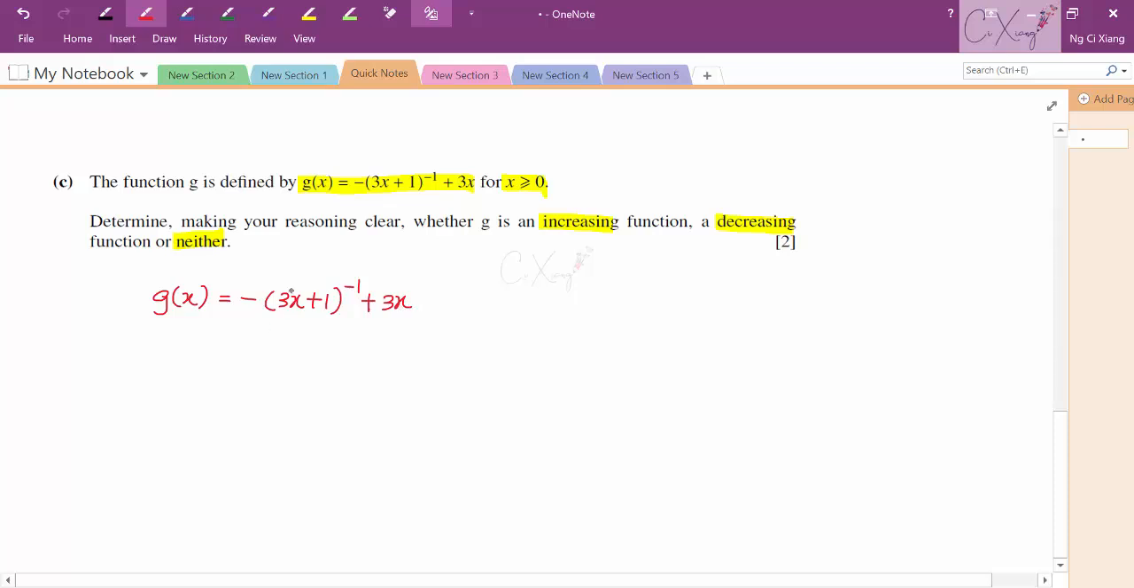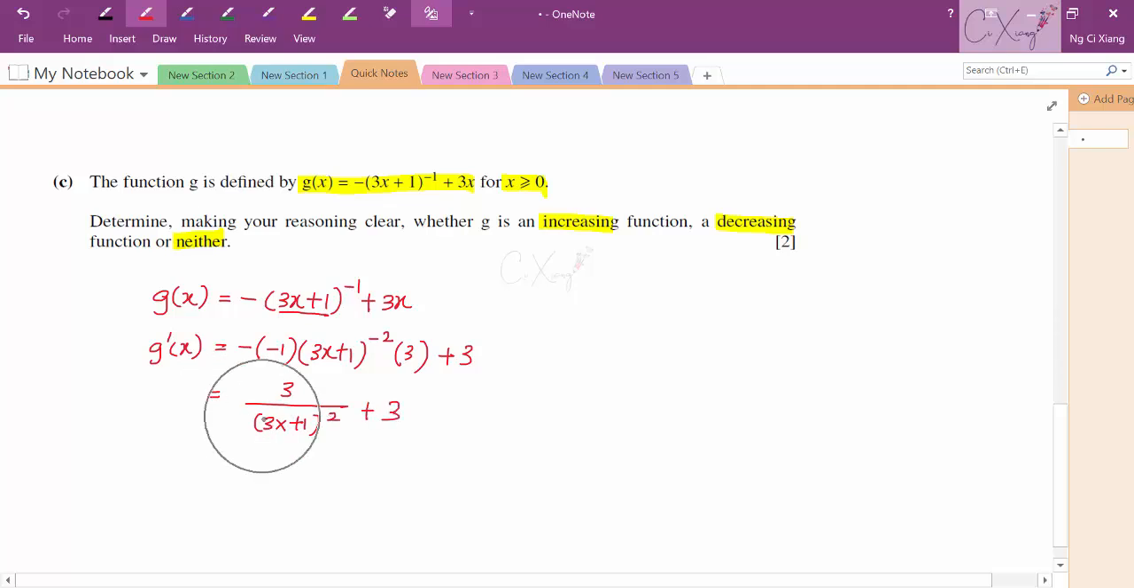This is my original function g of x. I want to find the differentiation of g of x, so I want to find g prime x. Negative, I just copy. Negative 1, I put in front and copy the bracket, power minus 1. So negative 1 minus 1 becomes negative 2. Again, I want to differentiate the thing inside the bracket, and I will get a 3. Then plus 3x, when I differentiate it, I will have a 3 as well. When I simplify this part, I will have 3 over 3x plus 1 squared, plus 3. This is the differentiation for the function g, which is g prime x.